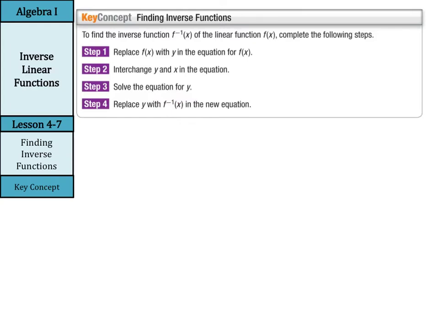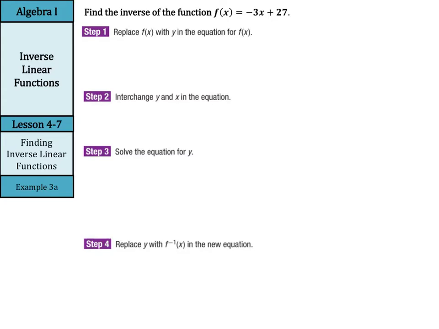Let's see how this works out. Find the inverse of the function f(x) = -3x + 27. Well, our first step is to replace f(x) with y in the equation for f(x). So we're going to have y = -3x + 27.